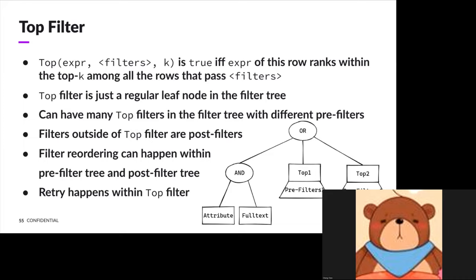So in the general case, the top filter takes in an expression, a filter tree and a limit K. The semantics of the top filter is that it evaluates to true if the expression of this row ranks within the top K among all the rows passing filters. So it is just a regular leaf node in the filter tree, and it can be used even for non-vector index scan. So in the general case, there can be many top filters in the filter tree with different pre-filters. Filters outside of the top filter are post-filters, and the top filter itself has pre-filters.